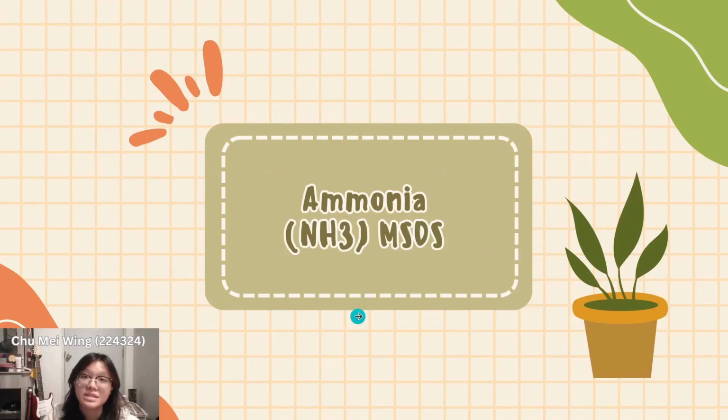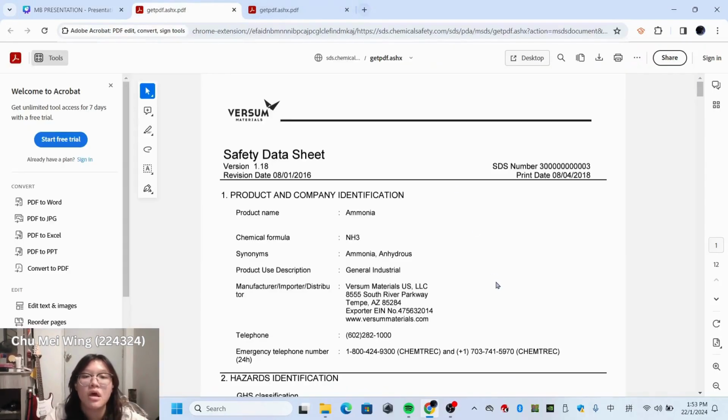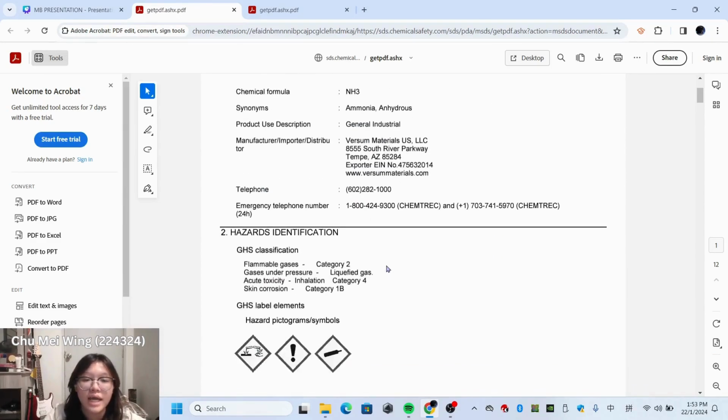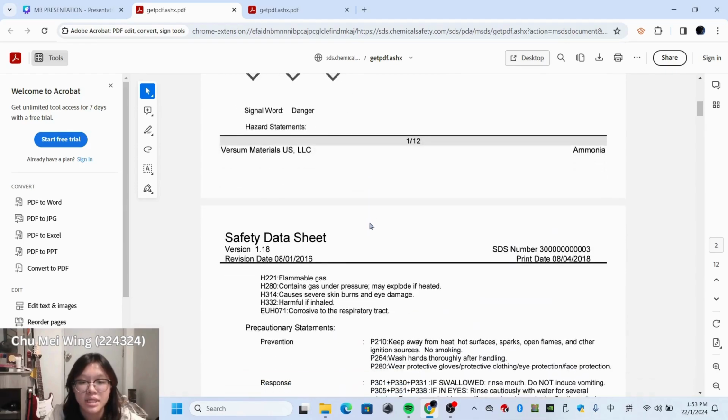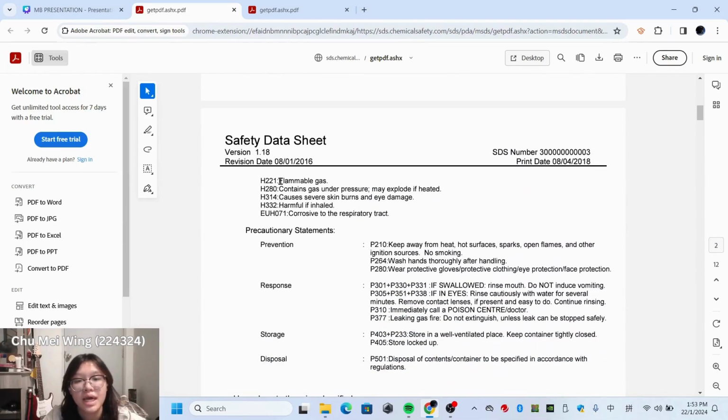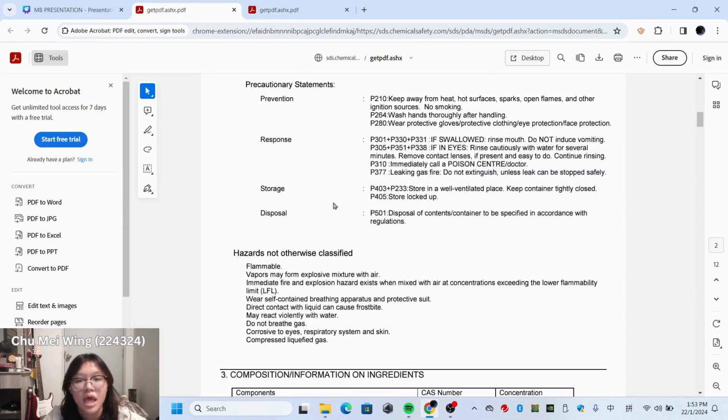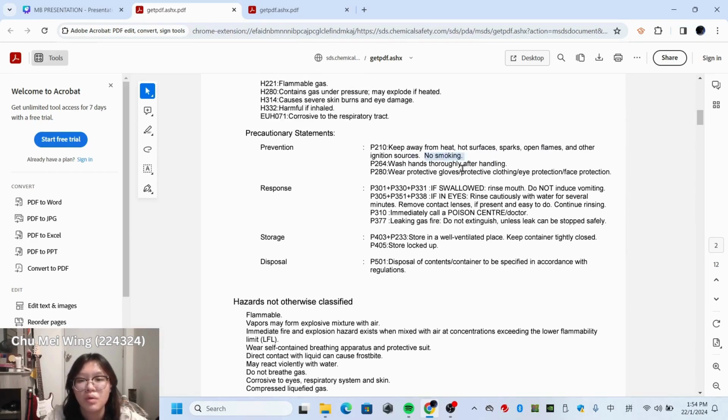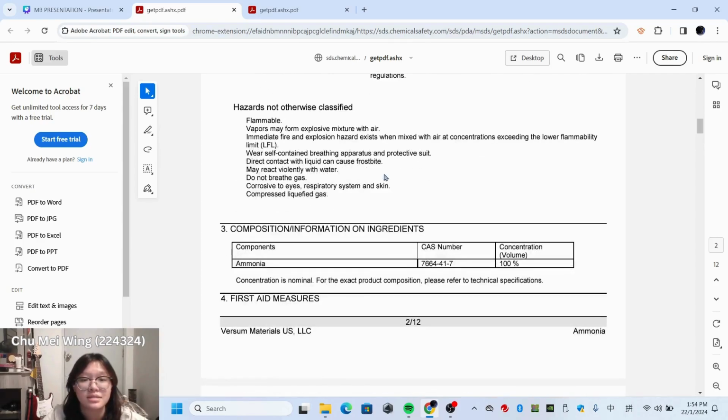The first MSDS we are going to have a look at is the ammonia MSDS, which is right here. As you can see, ammonia. Under the hazard statement section, we can tell that ammonia is a flammable gas, and one of the prevention measures is that we have to keep away from heat, hot surfaces, sparks, open flames, and other ignition sources, and we should never smoke when we are dealing with ammonia gas.